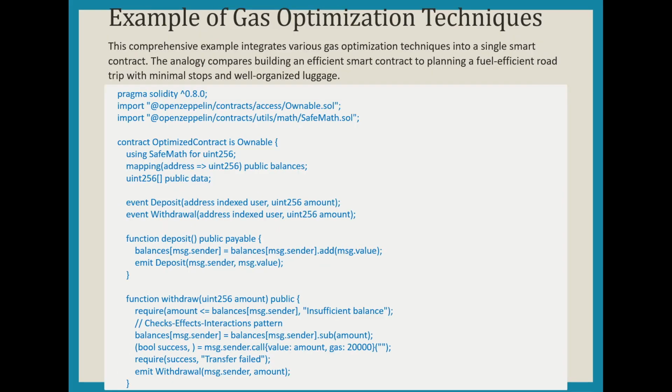Now we'll just go through a comprehensive code example utilizing all of these techniques that we have used, right? Efficient storage, calldata, memory, reducing external calls. We'll use everything all in one code. So this would just be a summary of everything, right?